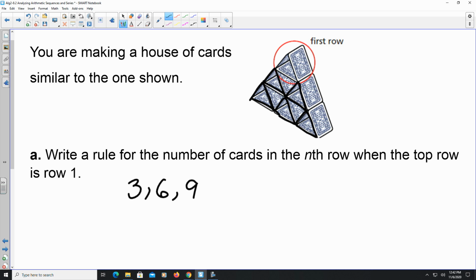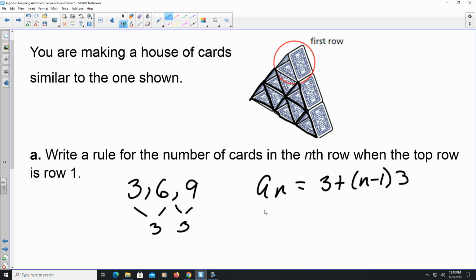So is there a common difference? Yeah, if you subtract them, you get 3. Subtract them here, you get 3. So my common difference is 3. So to write a rule for this, you have a sub n is equal to a sub 1, which is 3, plus n minus 1 times 3. So I'll go over here. This is going to be 3 plus 3n minus 3. These two cancel out, so my rule is going to be 3n.